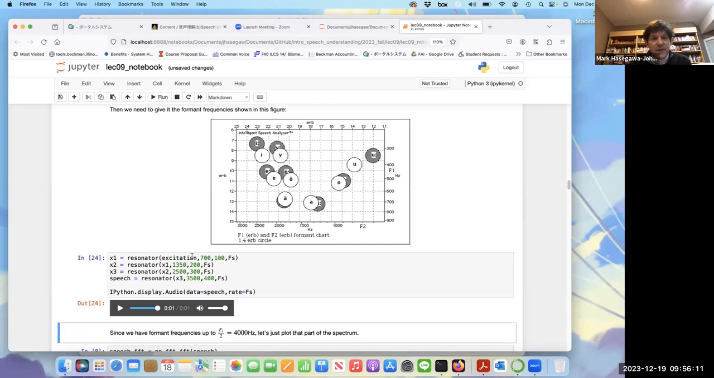Remember, I'm taking the excitation and I pass it through the first resonator with a formant frequency of 700. I pass that output through a second resonator with a formant frequency of 1350. That output is passed through a third resonator with a formant frequency of 2500, and that output is passed through a fourth resonator with a formant frequency of 3500. As a result, I get the vowel ah.